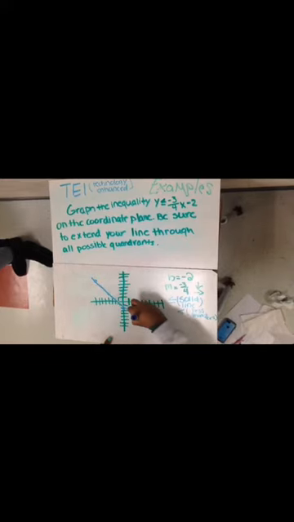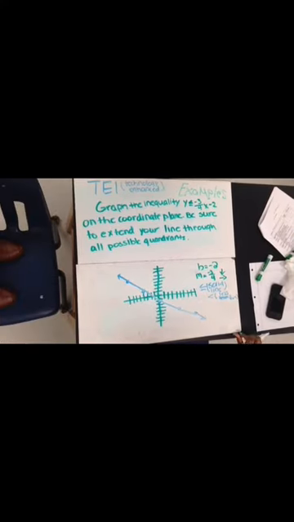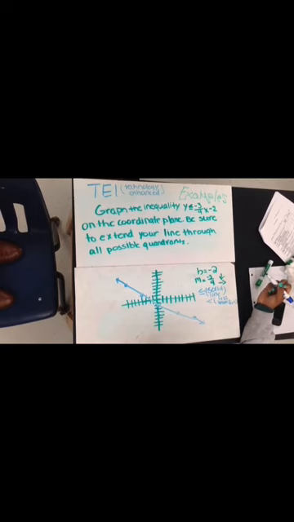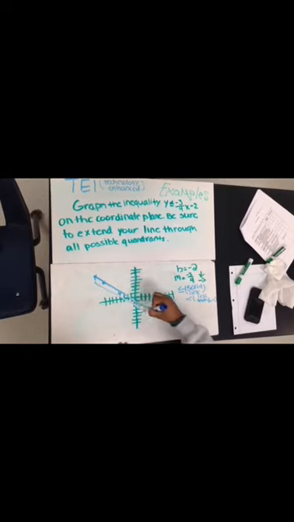Alright, and since y is less than or equal to, we will have a solid line going through our graph. Since our problem is y is less than or equal to, we shade everything below the line. And that is the answer to our problem.